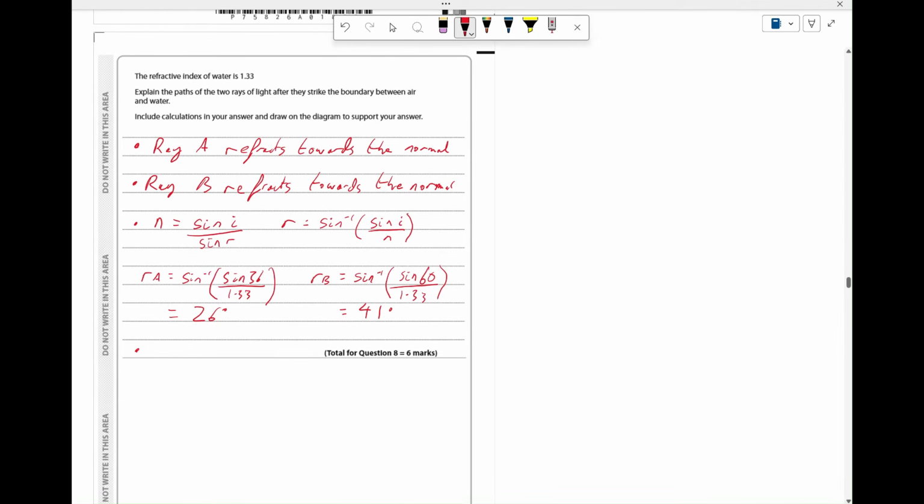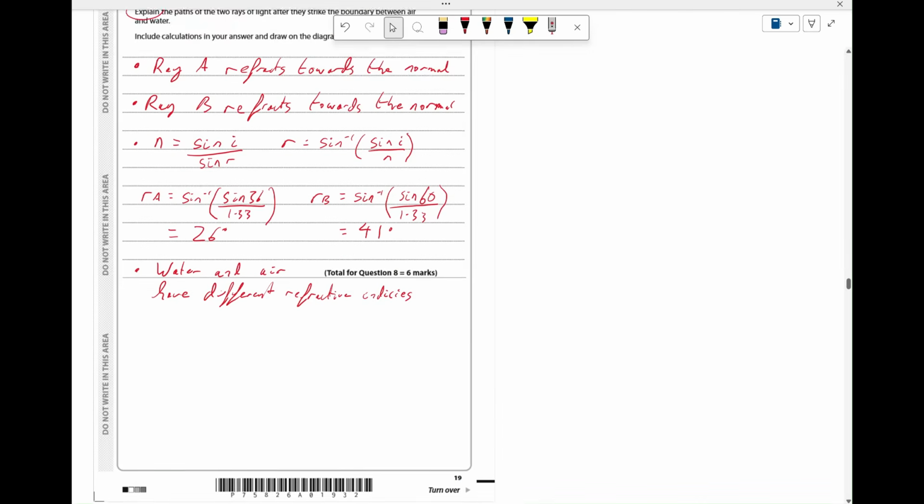So I think I might talk about what it does say, explain in the question, which I haven't really explained yet. So I might say water and air have different refractive indices. Okay, so that's probably the first thing to say.